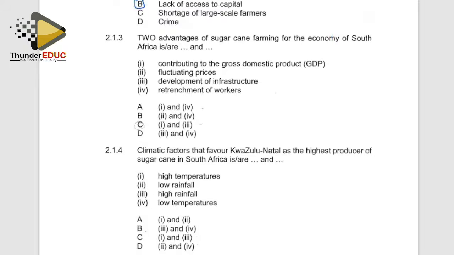Two advantages of sugarcane farming for the economy of South Africa. One advantage of sugarcane farming to the economy is that it contributes to the GDP, and also it leads to the development of infrastructure. So our correct response is item 1 and item 3.